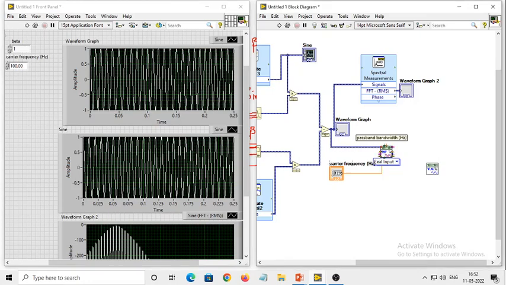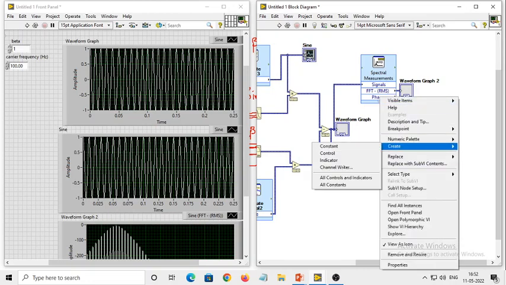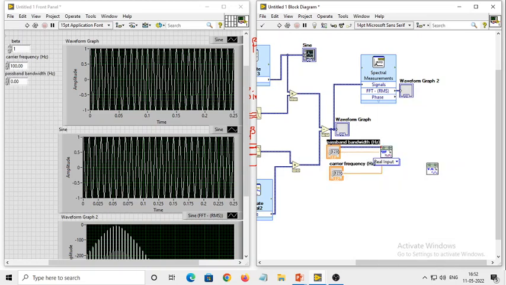Then the last one that you will be selecting is passband bandwidth. Right click on it, create control. Okay.